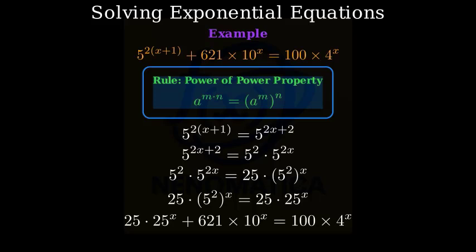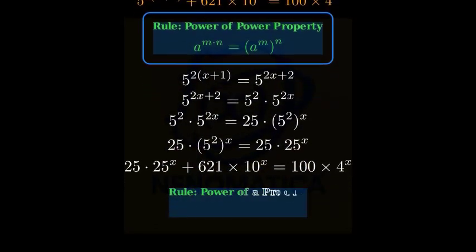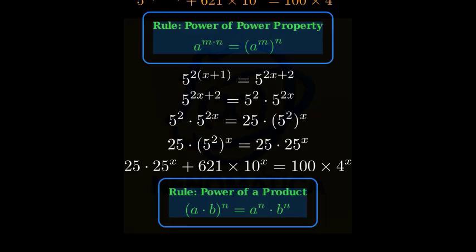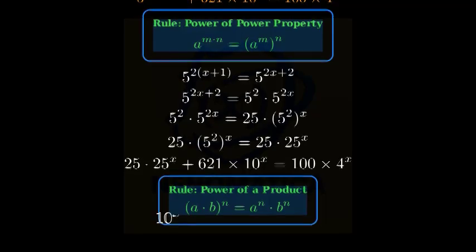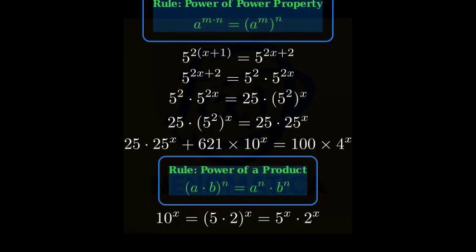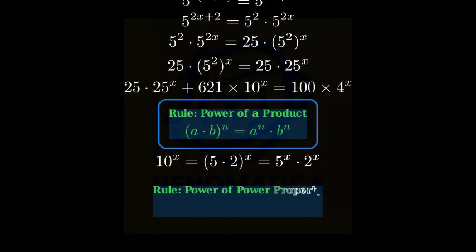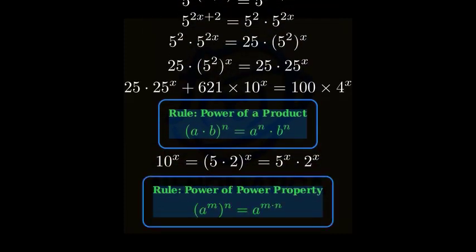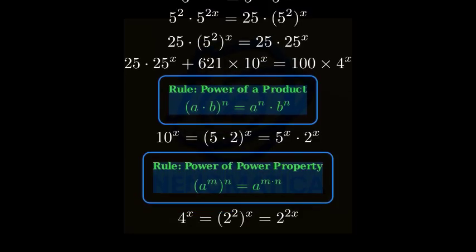Now, let's make some observations about 10 to the power of x and 4 to the power of x. For 10 to the power of x, we can use the fact that 10 equals 5 times 2. So 10 to the power of x equals 5 to the power of x times 2 to the power of x. Similarly, for 4 to the power of x, we know that 4 equals 2 squared. So 4 to the power of x equals 2 squared to the power of x, which equals 2 to the power of 2x. To simplify our equation further, let's divide both sides by 4 to the power of x, which is 2 to the power of 2x.